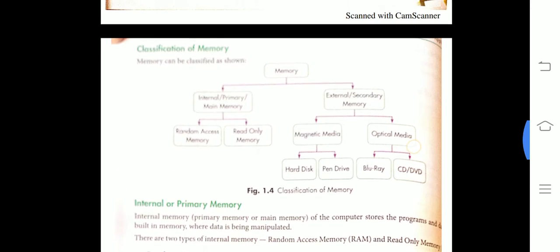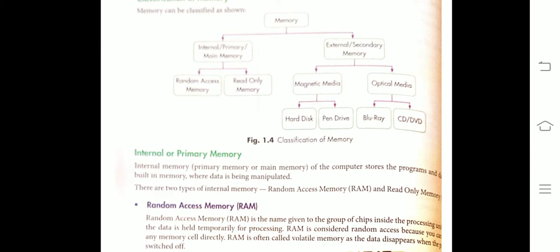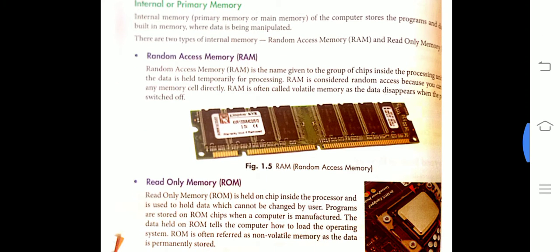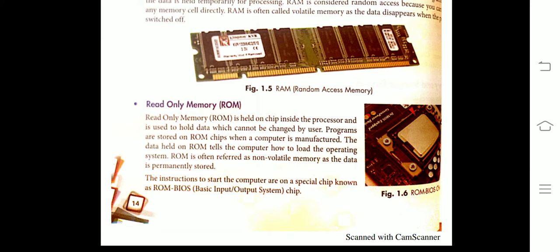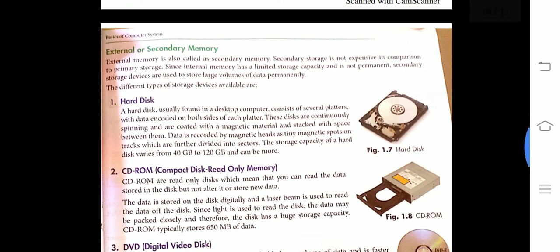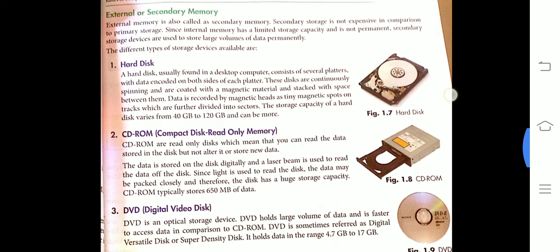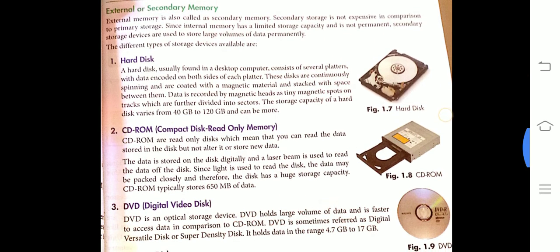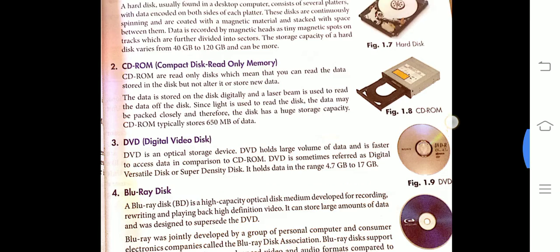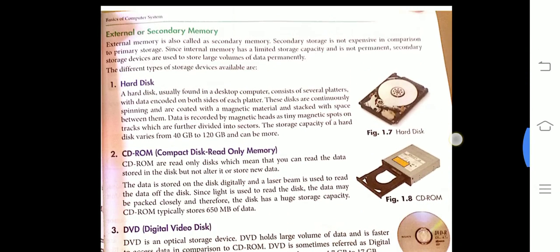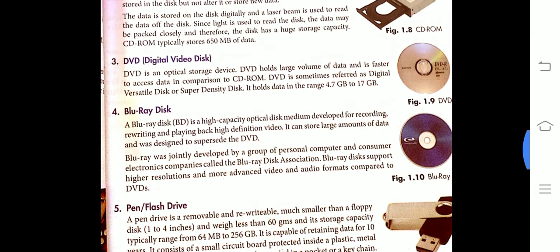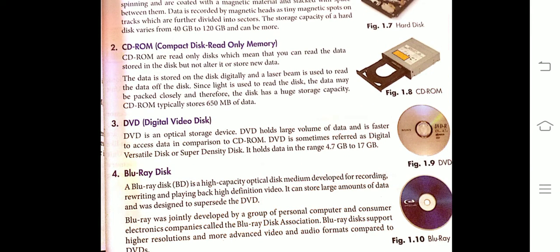After that we discussed the classification of memory. Memory is of two types, primary and secondary memory. In primary memory we include random access memory and read only memory. In secondary memory we include optical memory and magnetic memory. In magnetic memory there are hard disks. In optical memory there are DVDs, Blu-ray discs and CDs. Flash drives and pen drives are also covered. Optical discs are CD, DVD and Blu-ray disc.